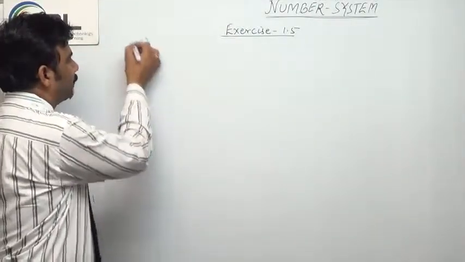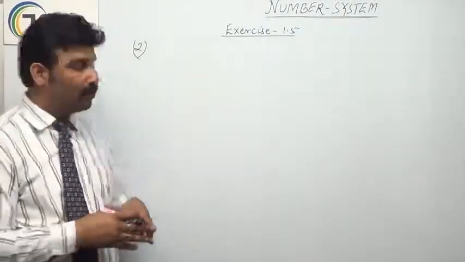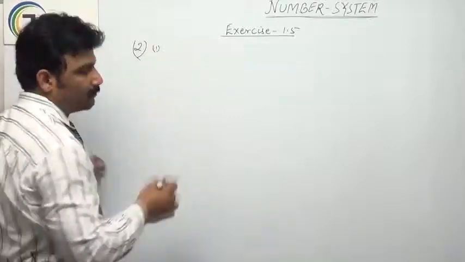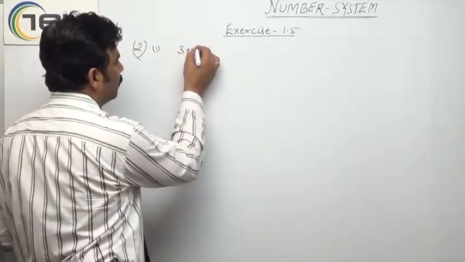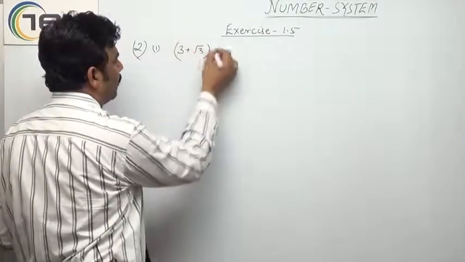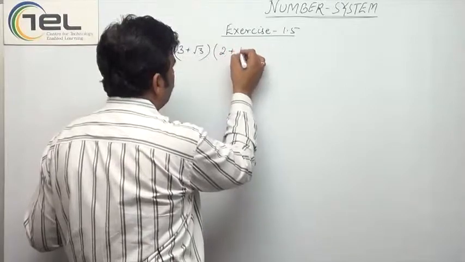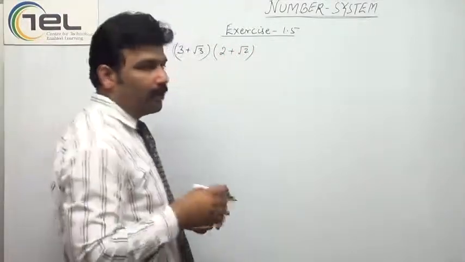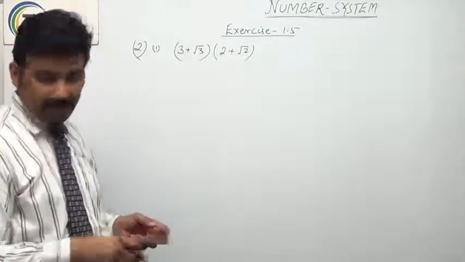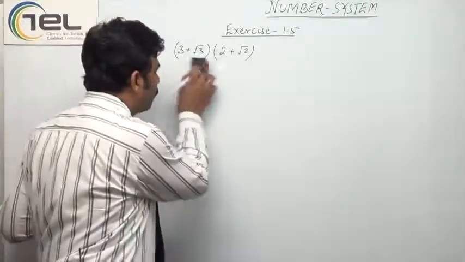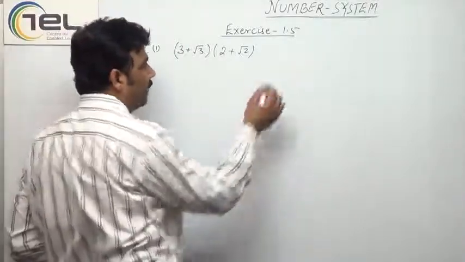Question number 2, it says simplify each of the following. So first part is 3 plus root 3 into 2 plus root 2. The normal multiplication we do, I am just doing the same thing. You apply the rules, everything I will do. All the mathematical concepts will be applied here.